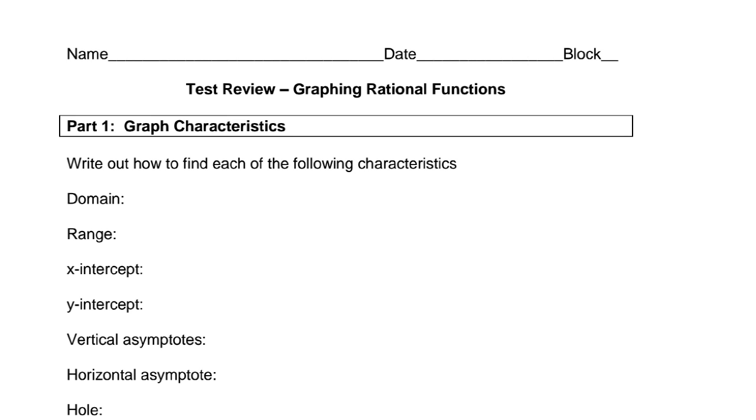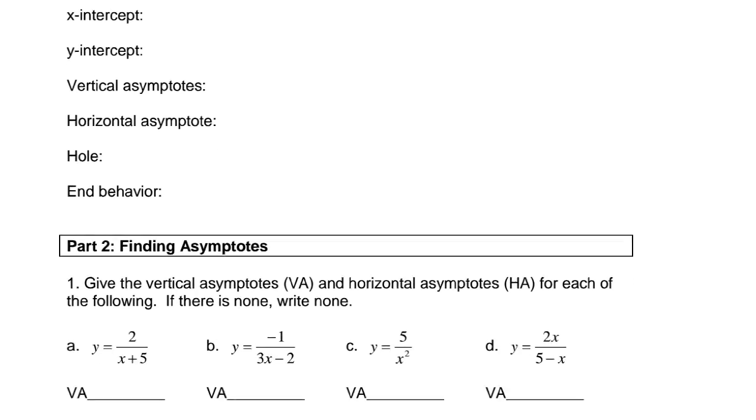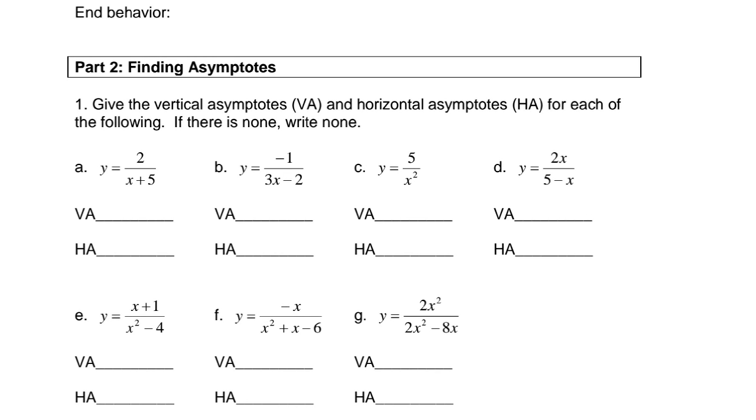So I'm going to skip this first section here because this is pretty much your note card. So you should have that studied and know those definitions and things so far. So let's move down to number 2 where we find asymptotes. So I said I'm going to do A, D, E, and G. So for A, it's asking us for y equals 2 over x plus 5, what's the vertical asymptote and what's the horizontal asymptote.